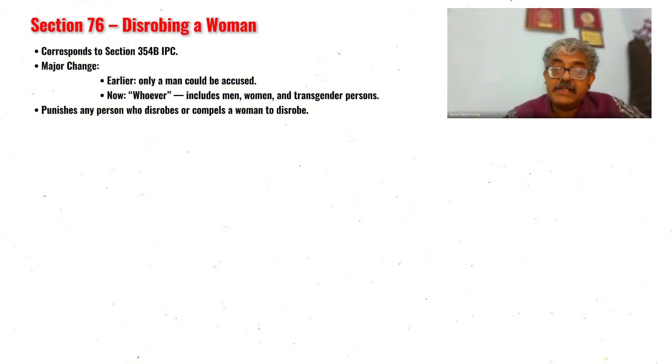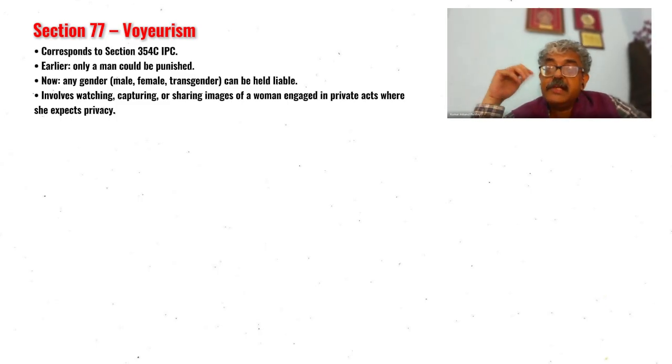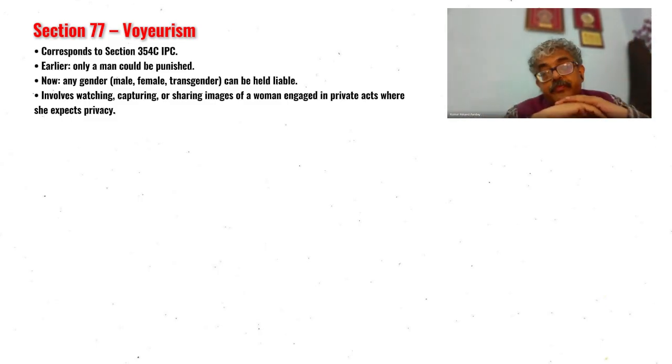section 76 of BNS. Similarly, the offence of voyeurism, which was again introduced in 2013 by adding section 354C, also previously punished only a man watching or clicking or capturing the image and transmitting it, while the woman is engaged in certain private acts at a place where she has a reasonable expectation of privacy. Now, a man, a woman, and a transgender doing that, which has been made punishable, would be liable.